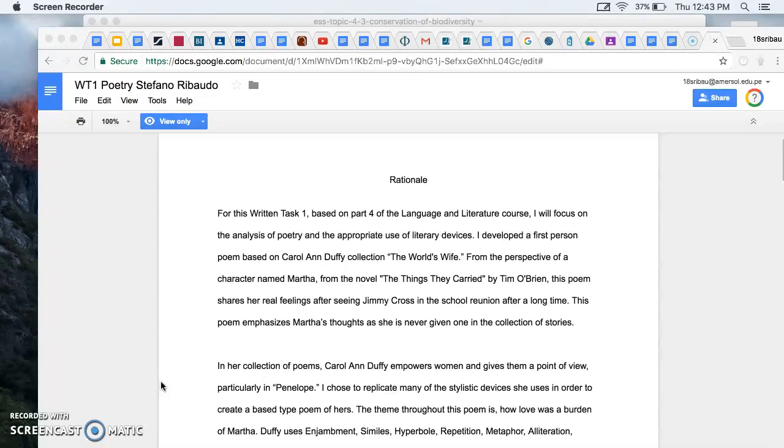My rationale starts with this: for this reading task, based on Part 4 of the Language and Literature course, I will focus on the analysis of poetry and the appropriate use of literary devices. I developed a first person poem based on Carol Ann Duffy's collection The World's Wife, from the perspective of a character named Martha from the novel The Things They Carried by Tim O'Brien. This poem shares her real feelings after seeing Jimmy Cross at a school reunion after a long time. This poem emphasizes Martha's thoughts, as she is never given one in the collection of short stories.